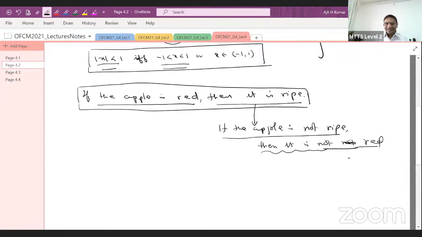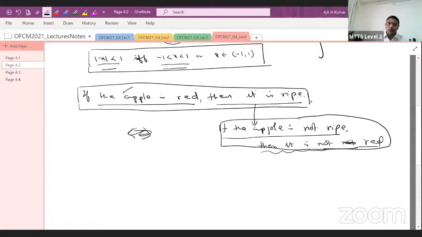Okay. So that means these two are the same thing. What we wrote is equivalent to this. Both are equivalent. If we assume this, then we are saying this. But if it is not correct, then this cannot be correct. So this one is equivalent to this.